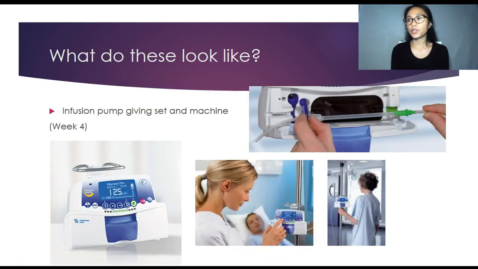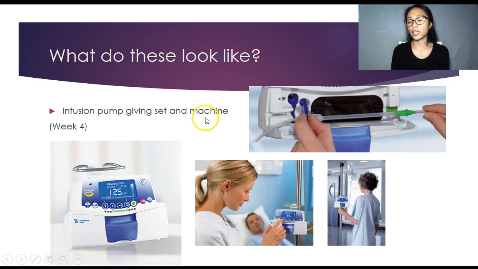This is what an infusion pump giving set and machine will look like. It will be quite similar to a macro set. The only thing that changes in terms of the giving set is this part that actually goes into the machine, and they will be indicated through color, and this will make much more sense once you actually see it in the labs in week 4.